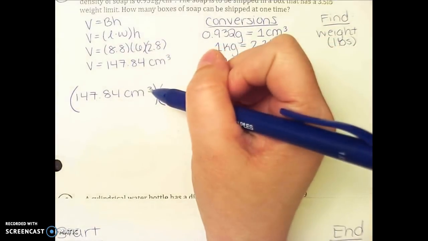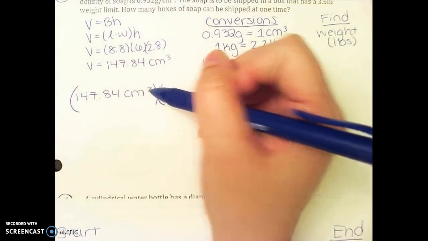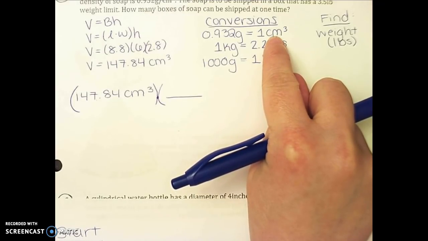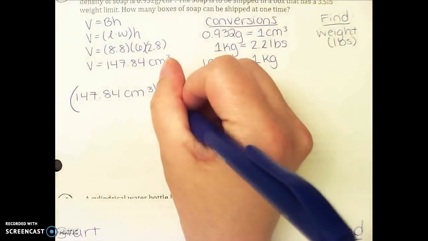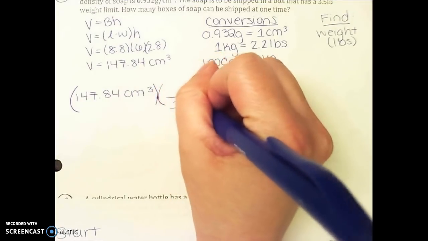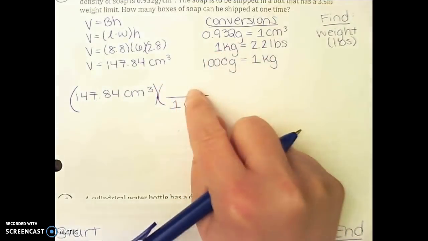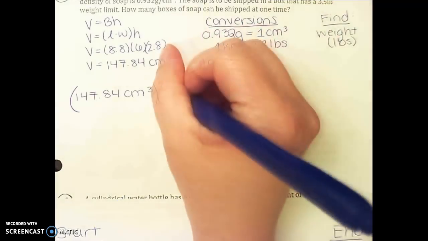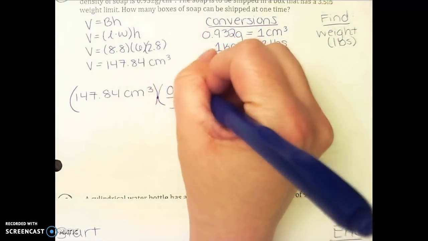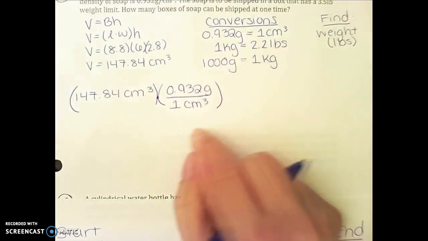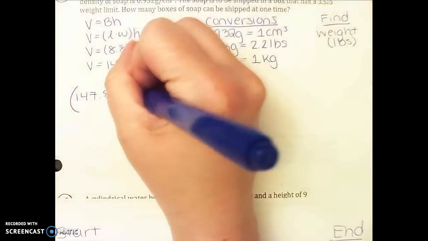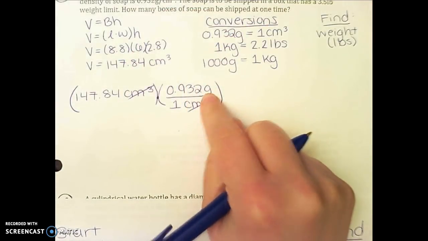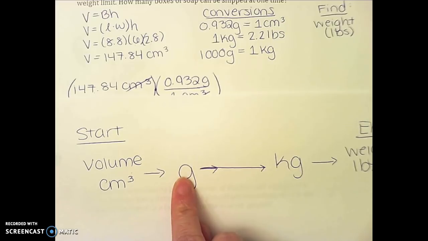So we have centimeters cubed. We want to get rid of centimeters cubed. So using my first conversion rate, I have a centimeters cubed here. I'm going to put that on the bottom so it reduces. In the numerator, I'm going to have 0.932 grams. Okay. So at this point, when I multiply, I'm going to have centimeters cubed reduced with centimeters cubed, and right now I have grams, which is where I was going next.